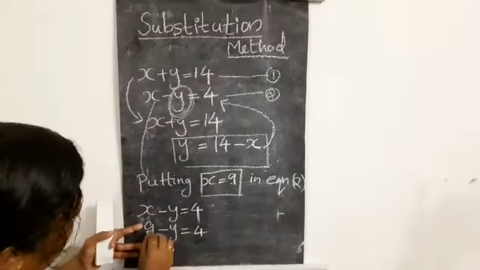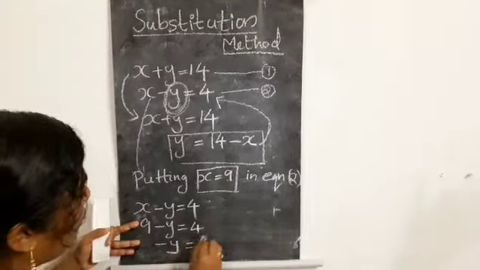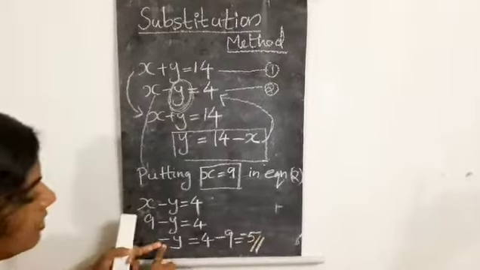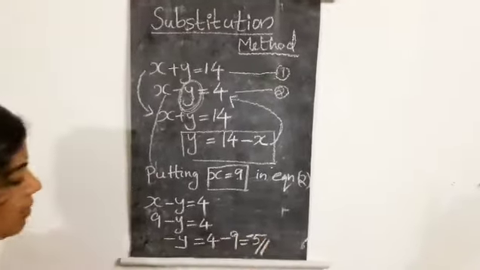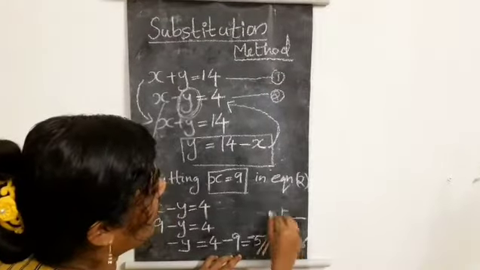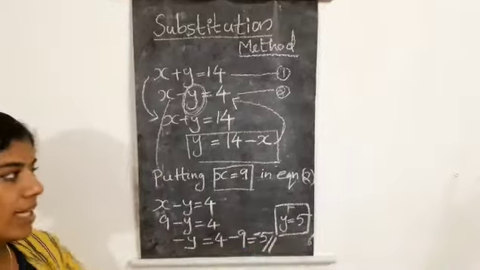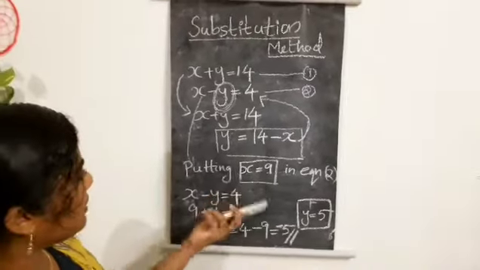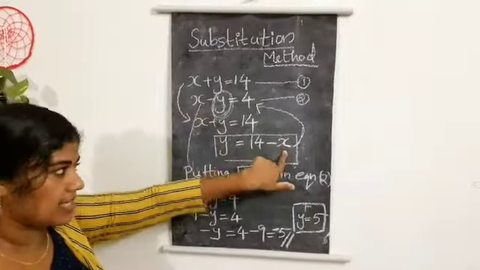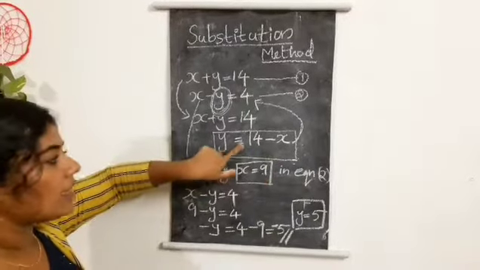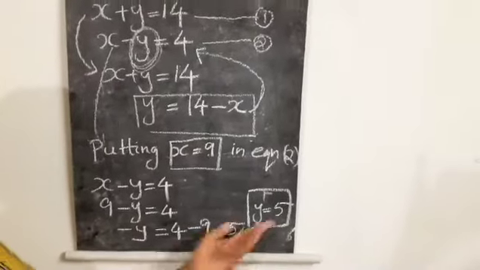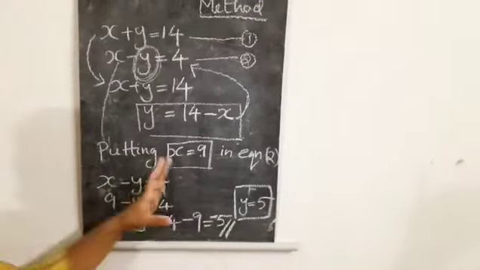So you will get minus y equal to 4 minus 9, which means minus 5. Here negative, here also negative, so both negatives cancel and y will be 5. So your answer is y equal to 5. Now you have got x and y. Here one more method we can do. If x is 9, directly we can apply it in y equal to 14 minus x. You will get y equal to 14 minus 9, which is exactly 5. So we got x and y.